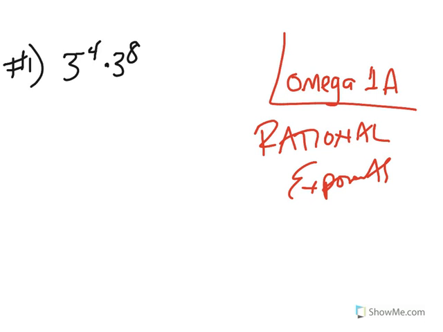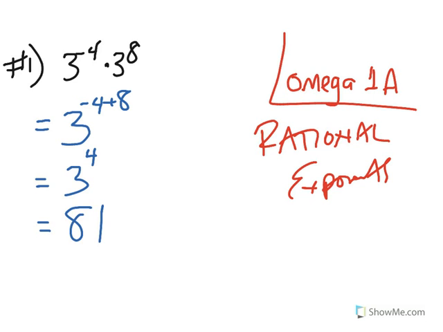Using the product property, since we're multiplying two things with the same base, we can take the exponents and add them. Negative 4 plus 8 is 4. 3 to the 4th means 3 times 3, which is 9, times 3, which is 27, times 3, which is 81.